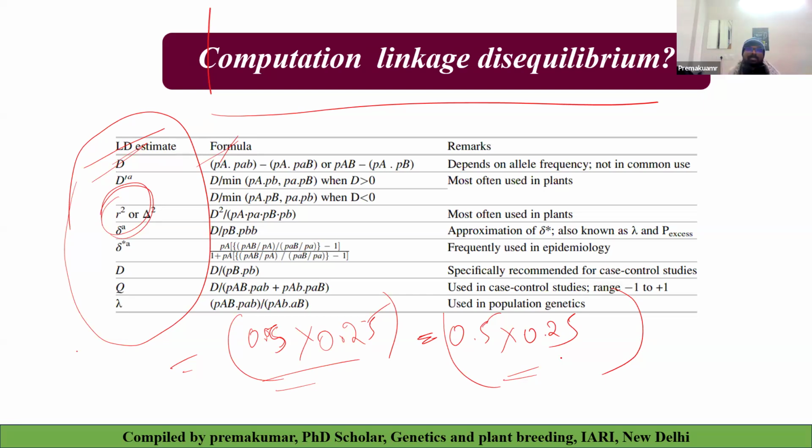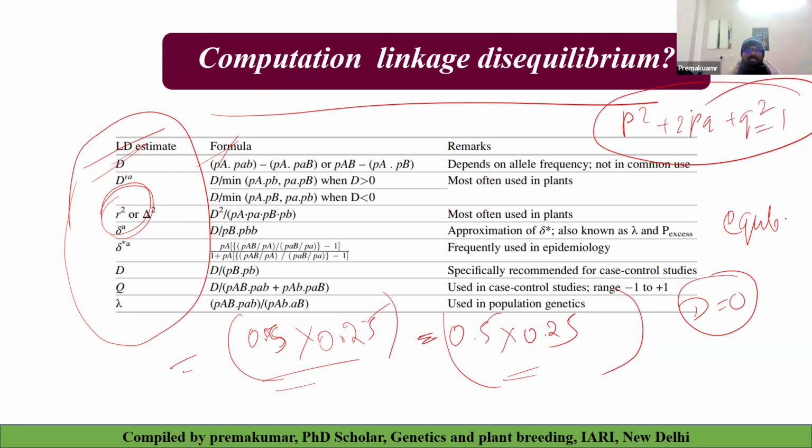Then if the D value we are getting is 0, the population will be in equilibrium. Means P square plus 2PQ plus Q square is equal to 1. Means the population is in equilibrium. When will the population be in equilibrium? Can anyone tell?